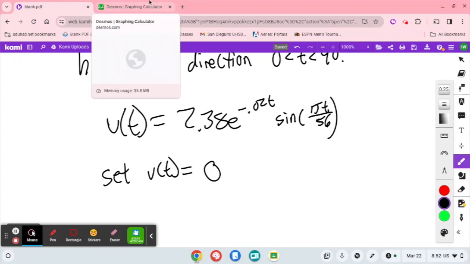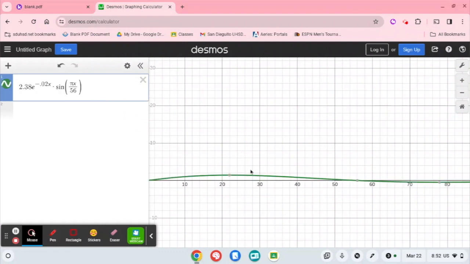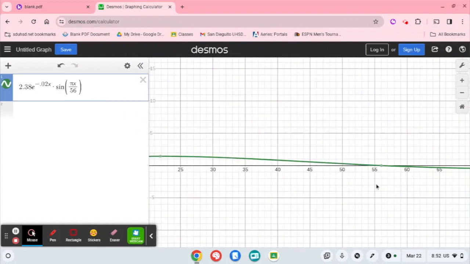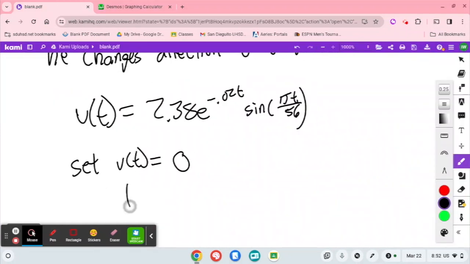You can do this on your calculator or go to Desmos. Just type it in, and then you can visualize it, or you can use tools to find what the x-intercept is. But it says right here that t is equal to 56 will make the velocity equal to 0.